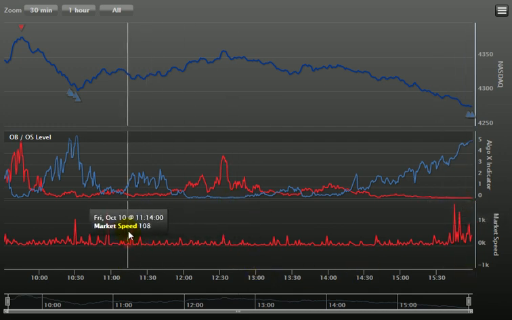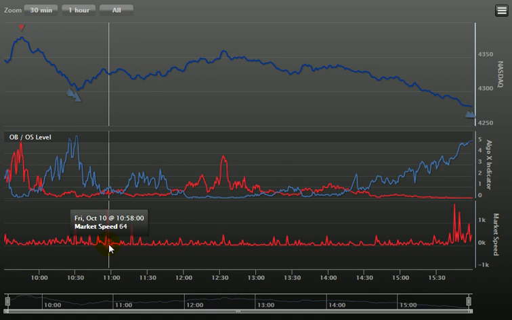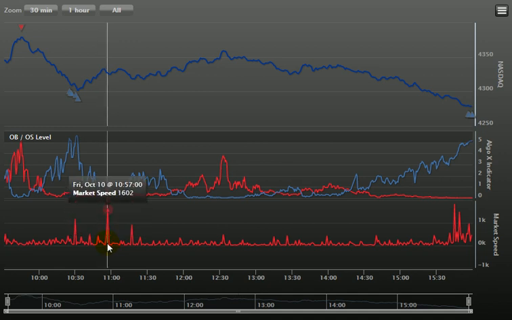And just briefly, the market speed indicator is a quick view on what's happening in all of the underlying stocks. So when a lot of volume comes into the stocks in a very short period of time in all the underlying, it spikes up the market speed indicator.